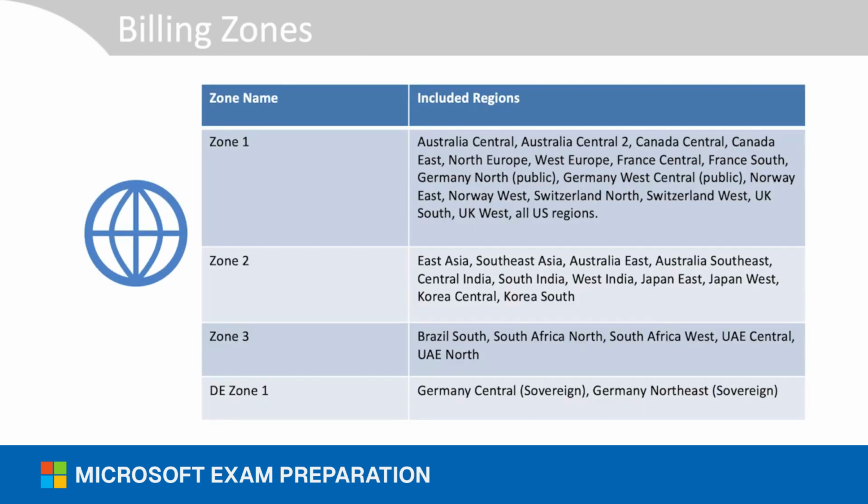One other factor that affects costs is the zone that you deploy to. Microsoft separates Azure regions into 4 separate groups for billing purposes, and these groups are called billing zones or simply zones. Microsoft's network costs in these zones differ, so your cost will differ too. The cheapest outbound network costs are in Zone 1. DE Zone 1 is the second cheapest, followed by Zone 2 and then Zone 3. All the zones are listed here, along with all the regions that are in each zone.